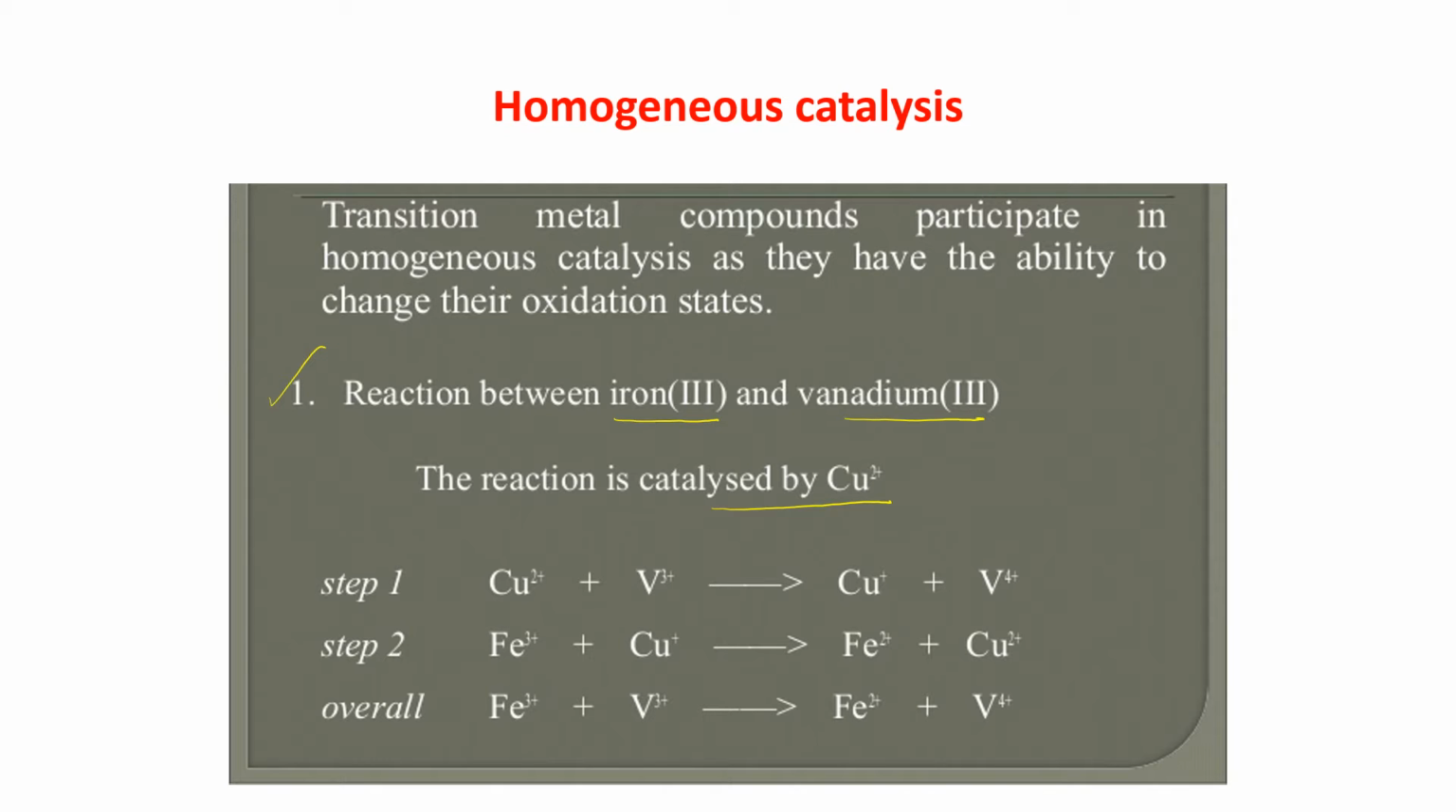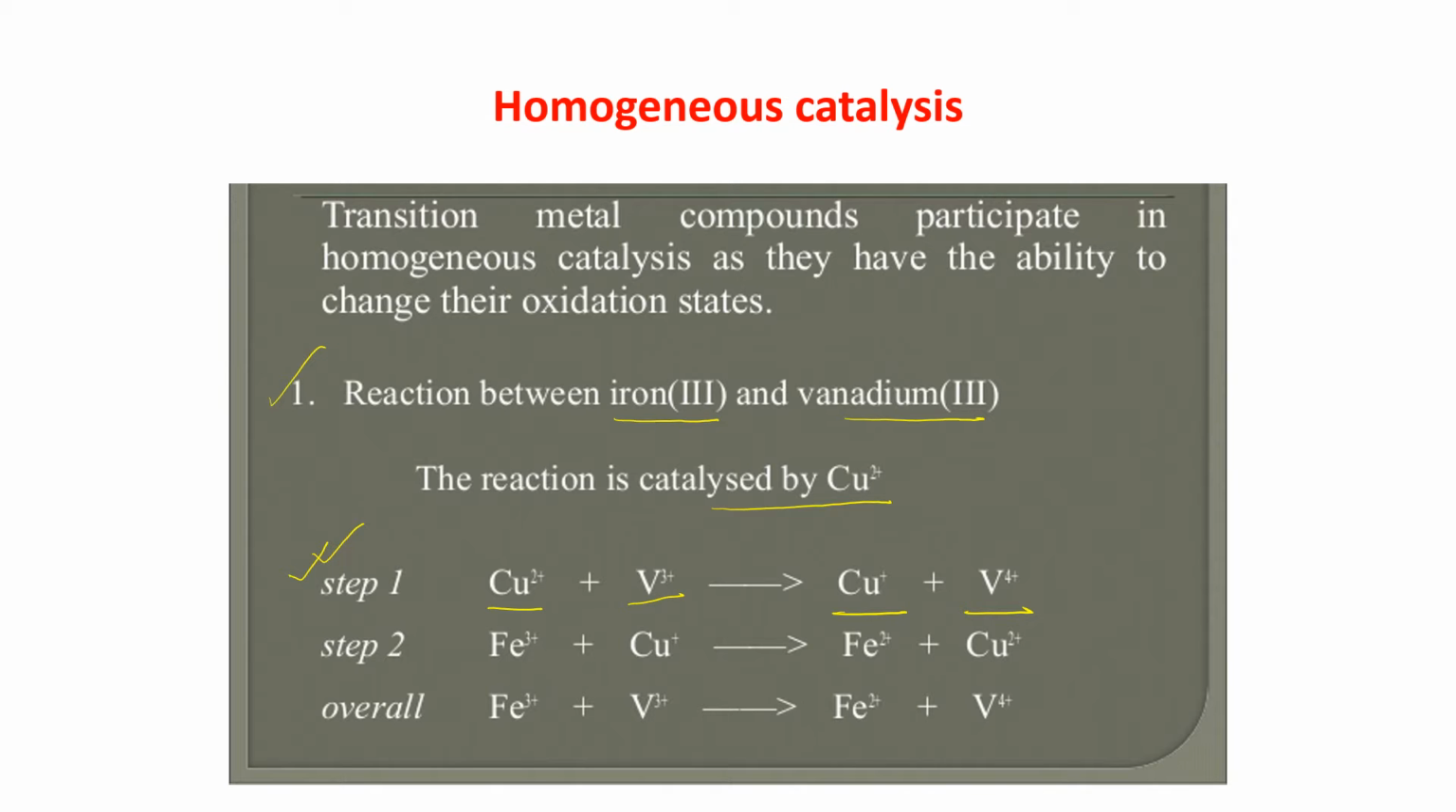What is happening here? In the first step, this Cu2+ is reacting with one of the reactants, that is V3+, and it is giving Cu+. That means the oxidation state is changing from +2 to +1, and we are getting V4+.